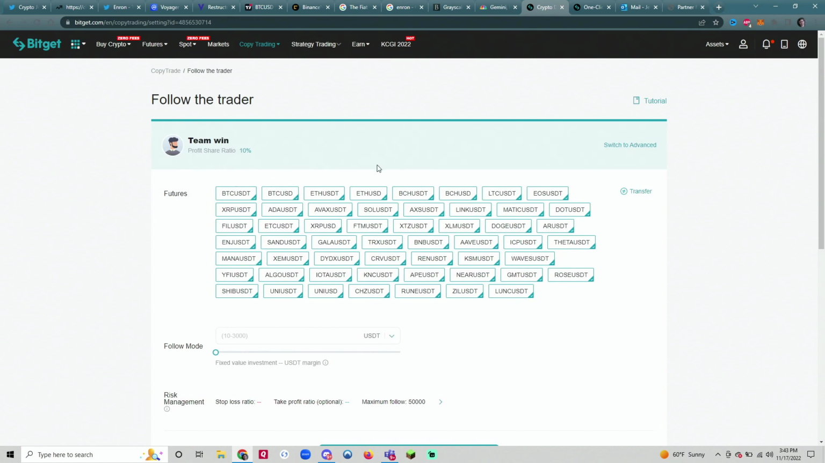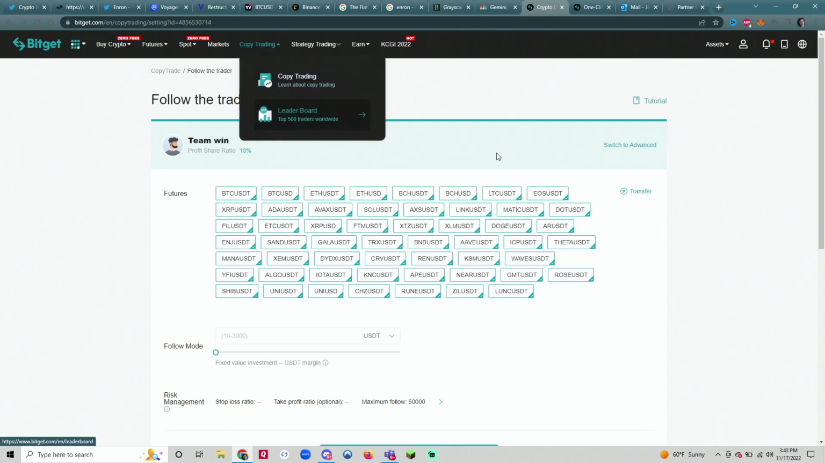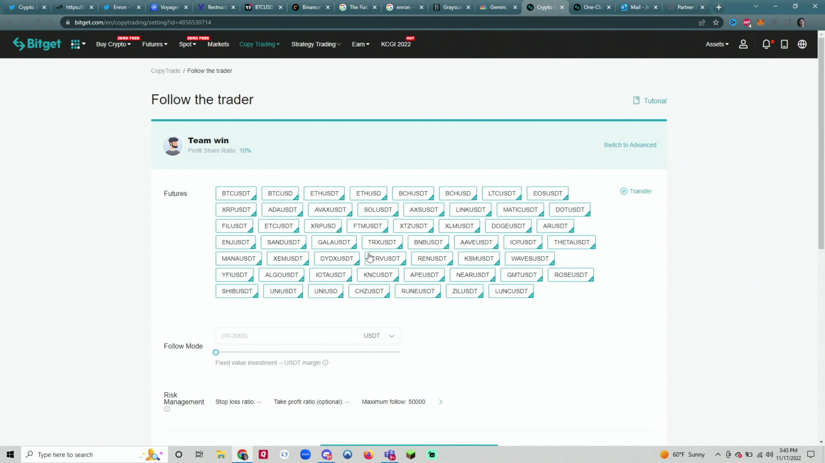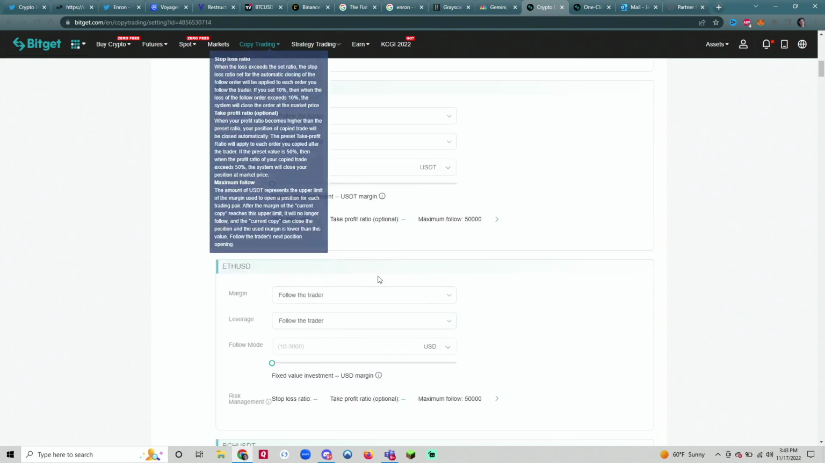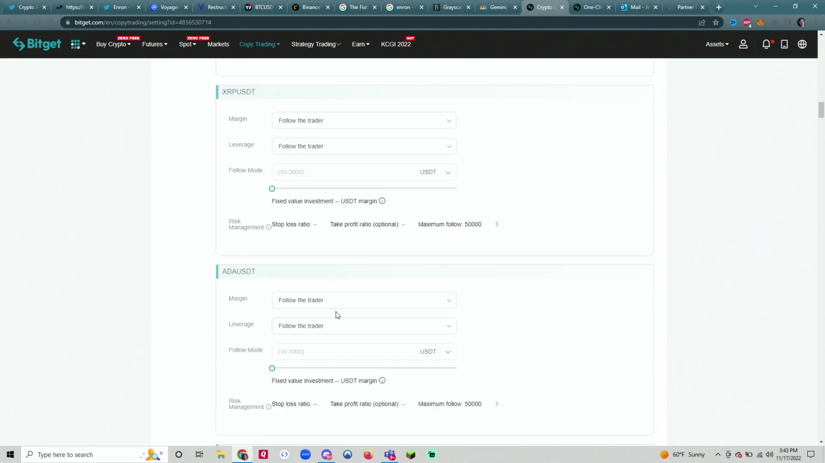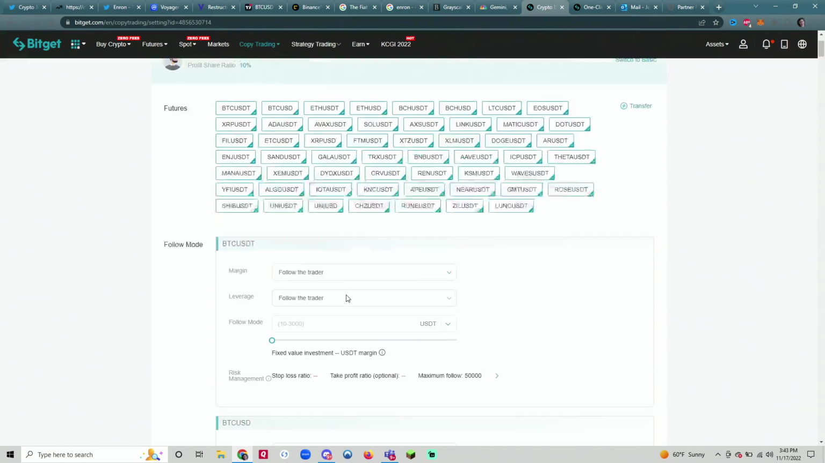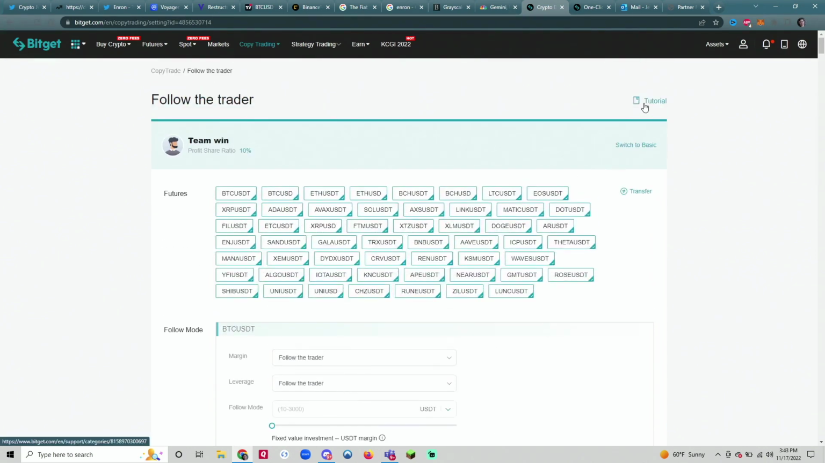So don't think that you're just going to find one person and it's going to be exactly what you want. You got to shop around here a little bit, see what you're doing, come to the different traders. But you can see what kind of different contracts you want to follow them on. You can transfer from spot over here. You can switch to advanced, and you can follow along with these traders in different trades, following the trader and their leverage. It's very interesting. If they make a trade, then they will follow you along with it.